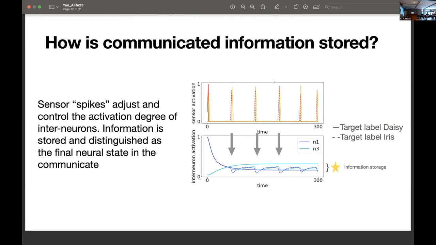So every time there's a spike, in the iris case, there's a small change in the interneuron activation state, so that the number of sensory spikes changes the activation state of interneurons, so that it makes a difference at the end of the communication stage. So this small difference is actually how the agents store, remember, and distinguish different labels.